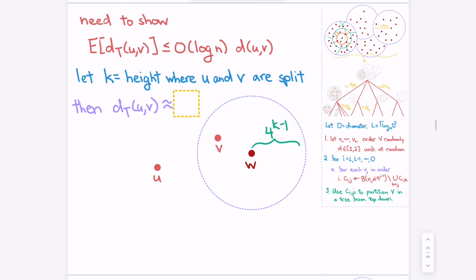So U and V are split at some height. Again, things are normalized so that you start at height 0 and you go up to height L or something. So if it's split at height K, then what's the distance roughly that we assign to those vertices? 4 to the K minus 1 or 4 to the K or something. Anyway, there's a tilde there, so they're all fine answers.